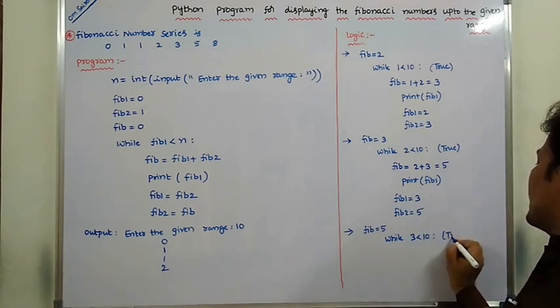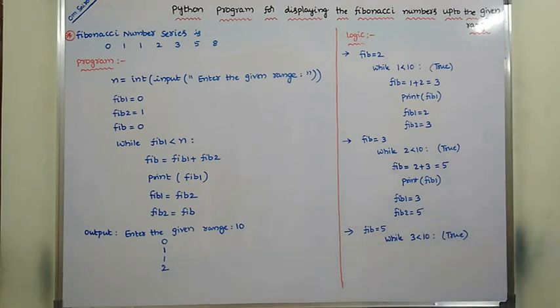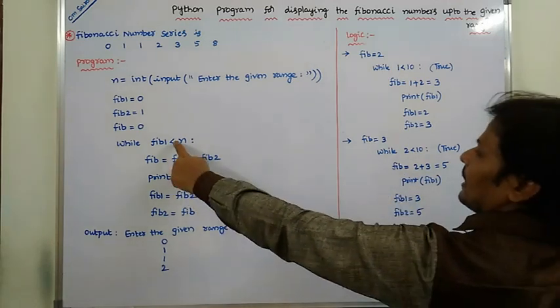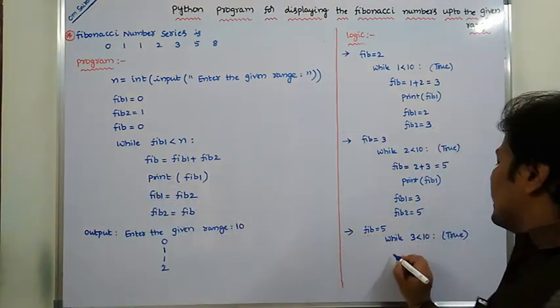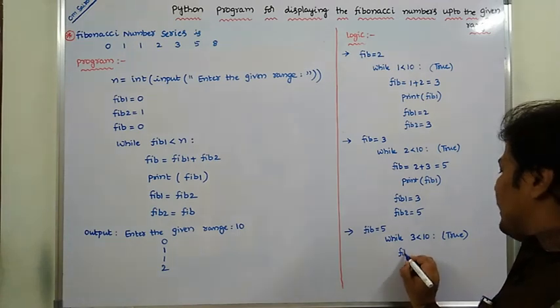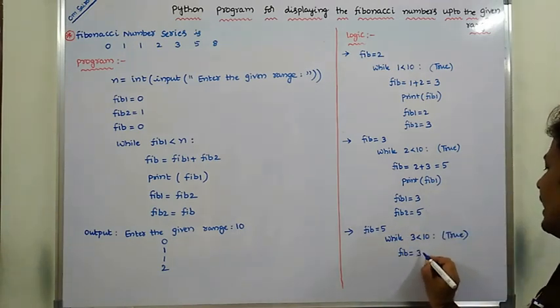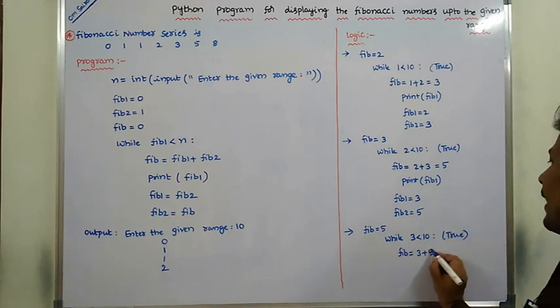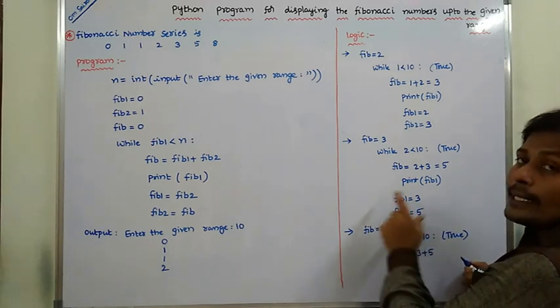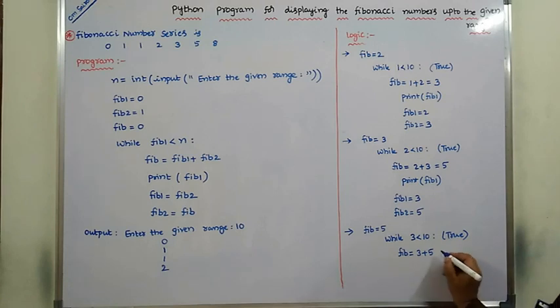So the condition is true. If the condition is true, the statements within the while loop are executed. Fib is equal to Fib1 plus Fib2. Fib1 value is 3. Fib2 value is 5. In the previous step, we saw the Fib1 and Fib2 values. 3 plus 5 is equal to 8.